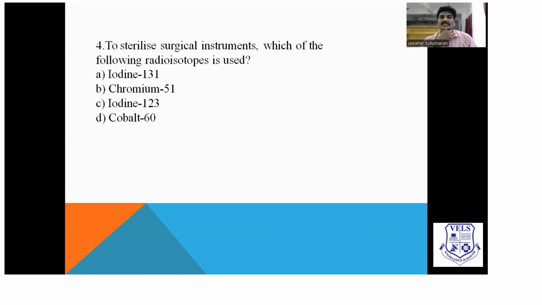Fourth one. To sterilize surgical instruments, which of the following radioisotopes is used? A, iodine 131. B, chromium 51. C, iodine 123. D, cobalt 60. Cobalt 60 radioisotope is used to sterilize surgical instruments, as well as to improve the safety and reliability of industrial fuel burners. So cobalt 60 is the correct answer.